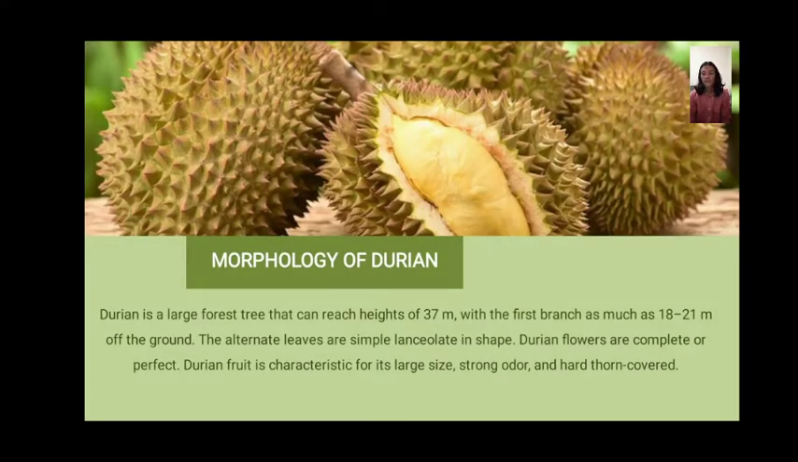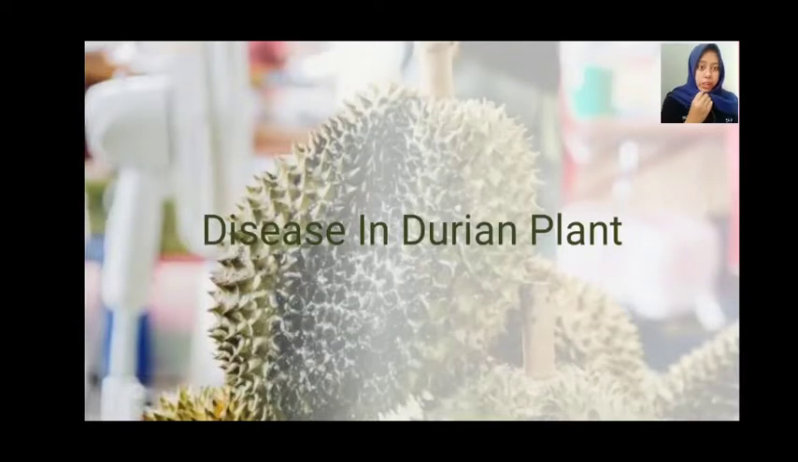Durian is a large forest tree that reaches a height of 37 meters, with the first branch 18 to 21 meters off the ground. The alternate leaves are simple, lanceolate in shape. Durian flowers are complete or perfect. Durian fruit is characteristic for its large size, strong odor, and hard thorny cover. Next, diseases in durian plants.